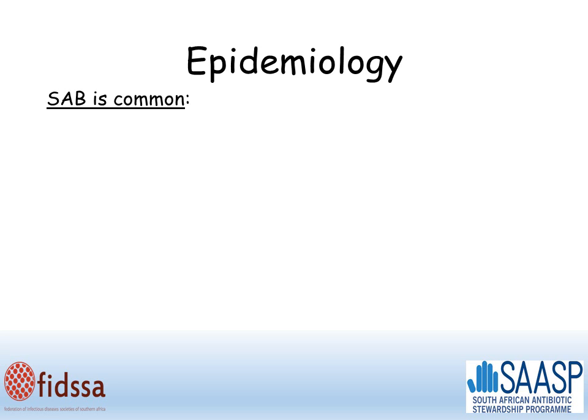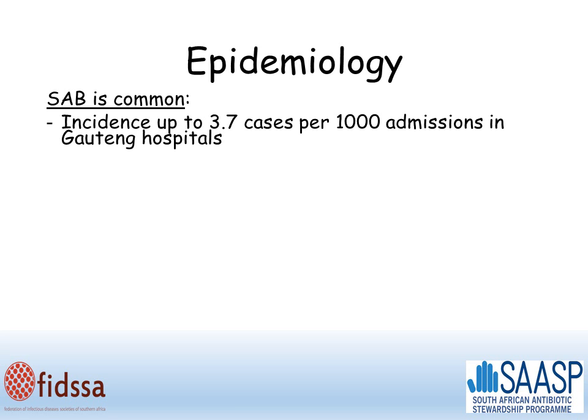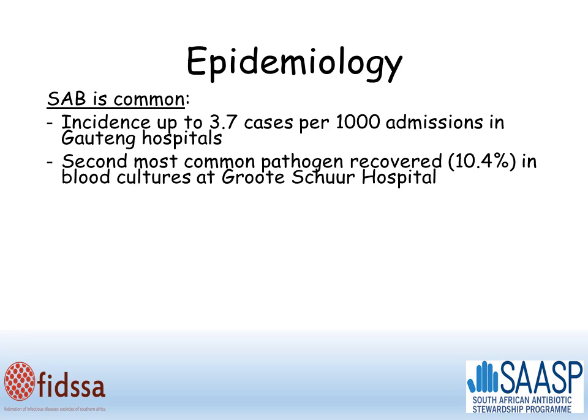Staph bacteremia, or SAB, is common. The incidence is up to 3.7 cases per 1,000 admissions in hospitals in Gauteng, and it's the second most common pathogen recovered from blood cultures at Groote Hospital.